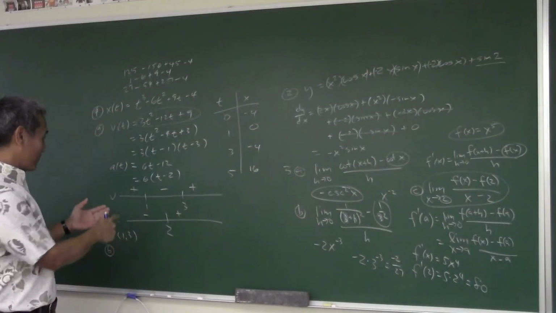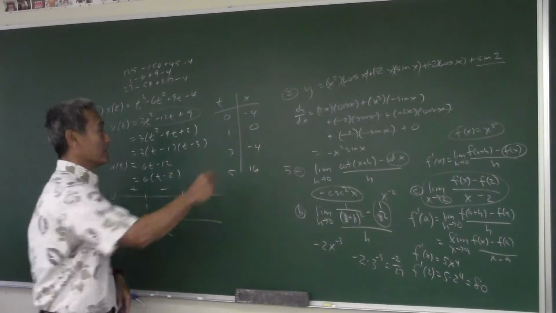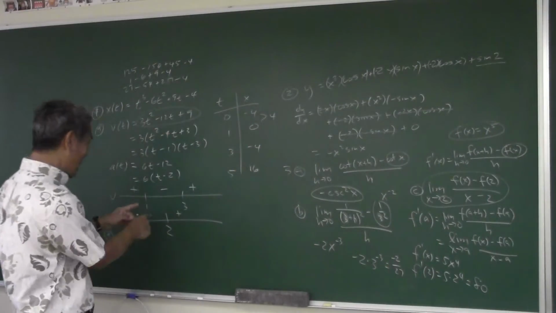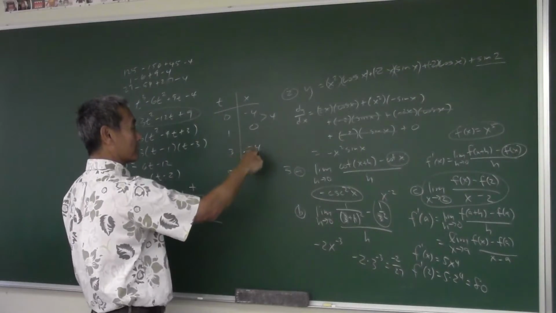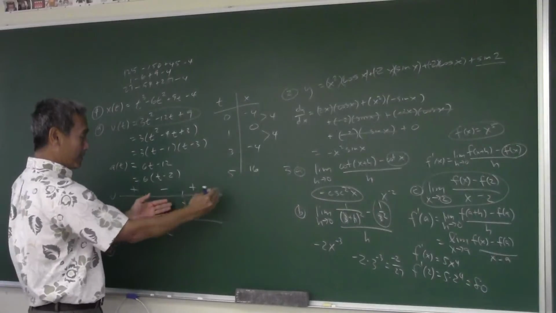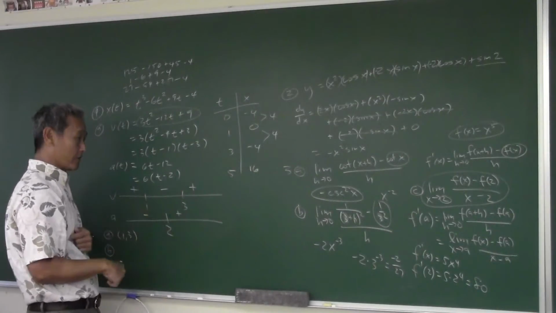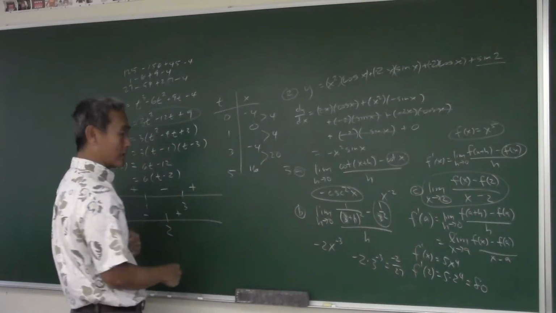So again, from 0 to 1, the particle traveled from negative 4 to 0. So it traveled 4 units. Now it turns around and starts going to the left. Well, it went from 0 to negative 4. Isn't that 4 units? And then from 3 to 5, it turns around and starts going to the right again. So if you went from negative 4 to 16, you went 20 units.